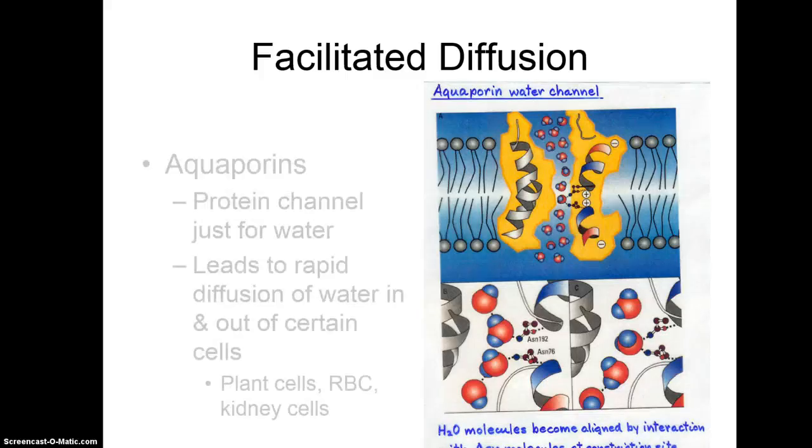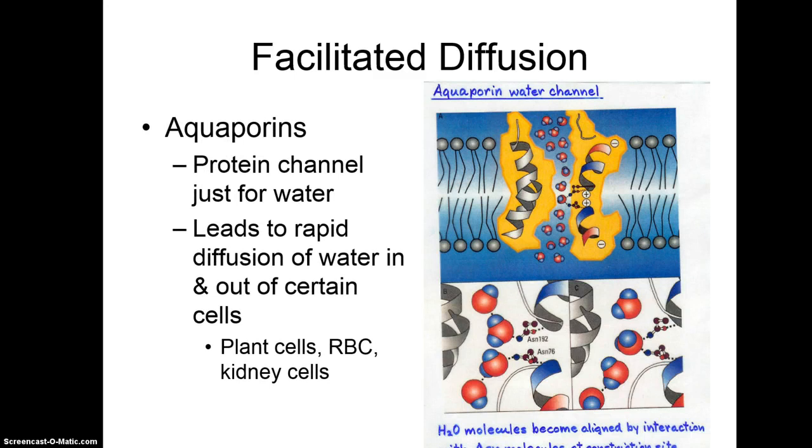Another example of facilitated diffusion is aquaporins. Aquaporin here is just a protein channel for water. Hopefully you can see aqua and relate that to water. Aquaporins are going to lead to rapid diffusion of water in and out of certain cells, like plant cells, like we talked about before. Red blood cells, which is why it's so important when you get an IV that they don't put in just pure water. They put in a saline solution, because they don't want all the water causing your cells to have some issues. Kidney cells are another example.